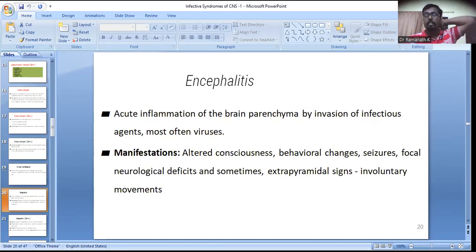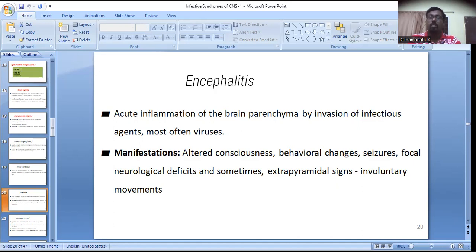The next category is encephalitis. As I already discussed, I am giving the classification one by one. Encephalitis is mainly the inflammation of the brain parenchyma by invasion of infectious agents. In encephalitis, more than bacteria, viral agents are more important. Here, what are the changes you can see, or what are the clinical manifestations?